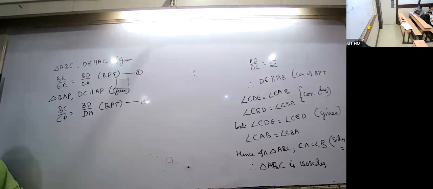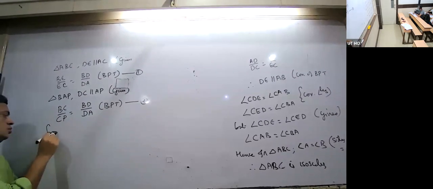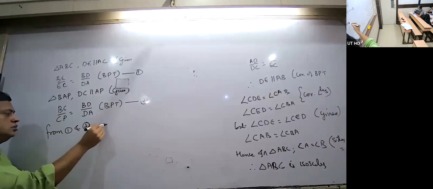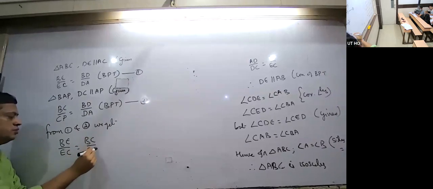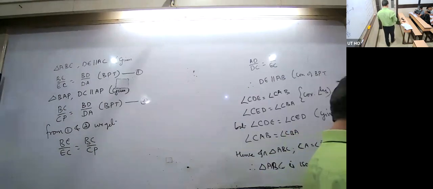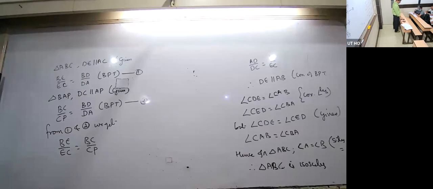From 1 and 2, what is the RHS saying now? So BE upon EC equals BC upon CP. From 1 and 2 we get, since the RHS is equal, BE upon EC is equal to BC upon CP. I hope all of you are following. Hope it is clear. If not clear, tell me. Any problem with any of the steps? Clear, all of you? Okay.